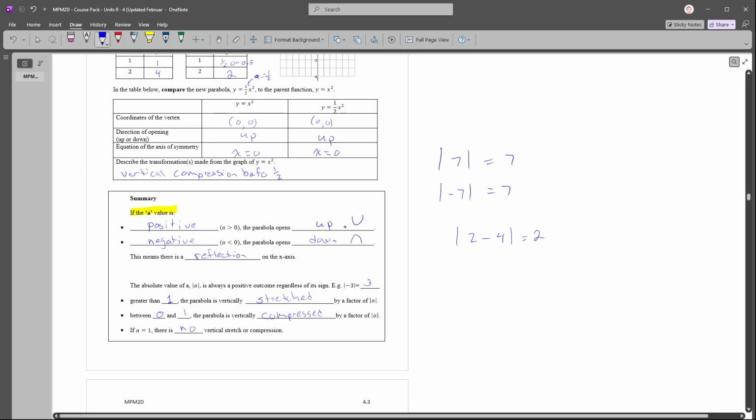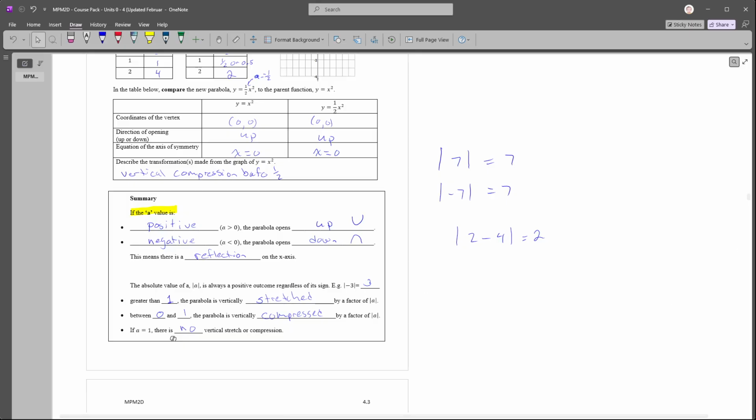So that's it for this one. In the next one, we're going to dig a bit deeper into the h and k values. Good luck.